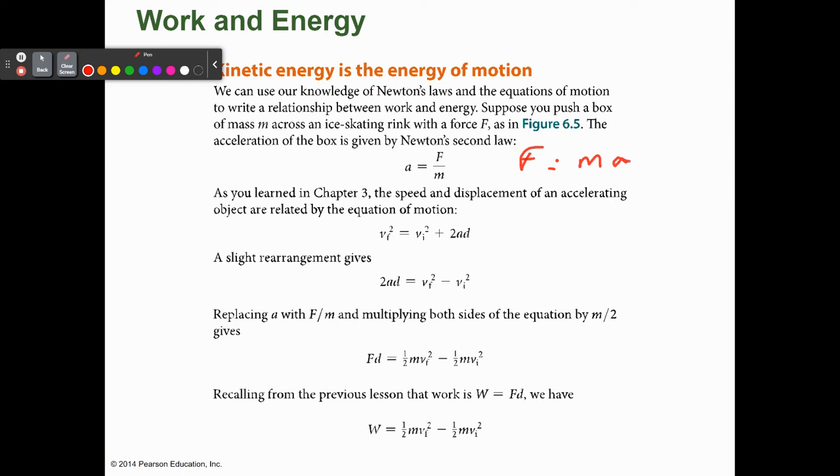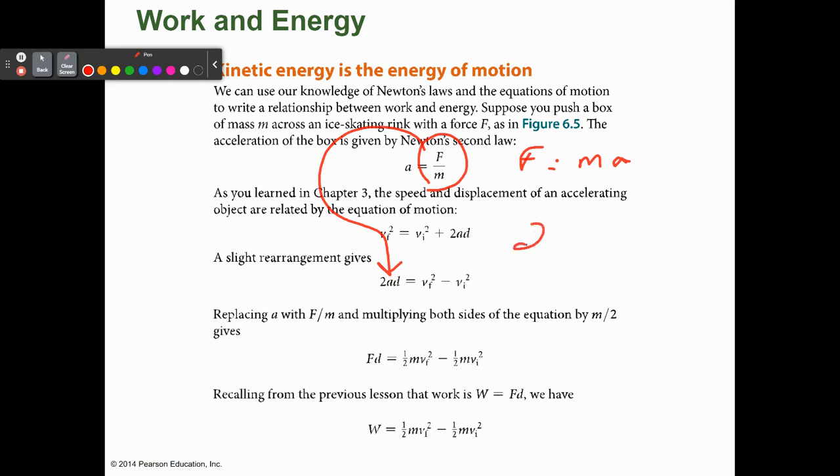And then we learned in chapter 3 that speed and displacement of an accelerating object is equal to this equation. So the final velocity squared of an object is equal to its initial velocity squared plus 2a times its displacement. So again, that's relating speed and displacement. With a little bit of rearranging of this equation, we get 2ad equals vf squared minus vi squared. And then this is where we're deriving things. We take that acceleration is equal to force divided by mass, and we plug it into that equation.